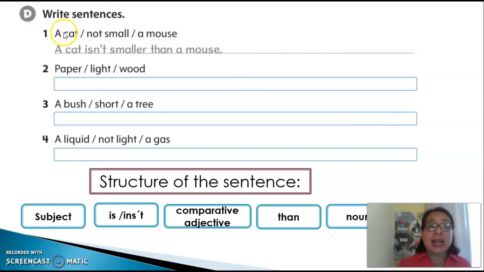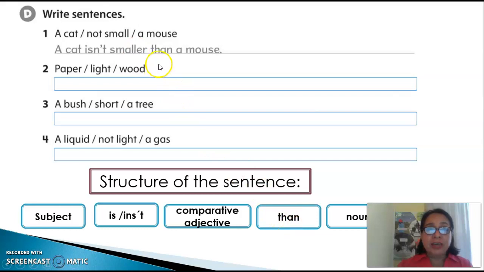It says, a cat, not small, a mouse. When you have not, it means that the sentence will be negative. A cat isn't smaller than a mouse. Here we have the structure of the sentence. Subject, a cat. Is or isn't? In this case, it isn't because it says not. Comparative adjective, light, smaller.